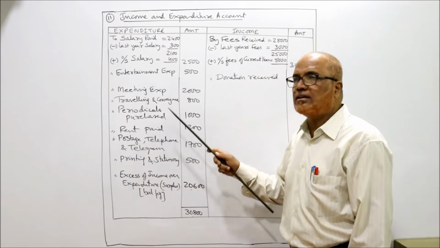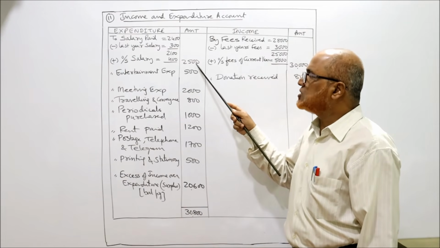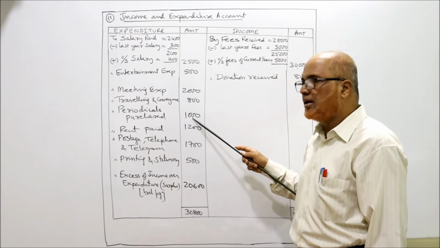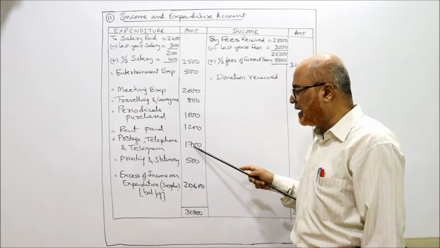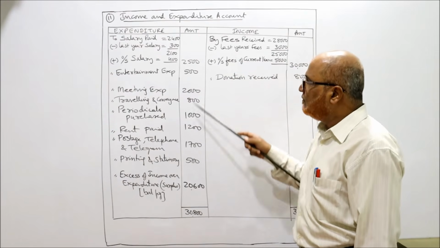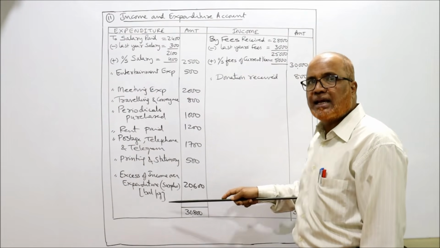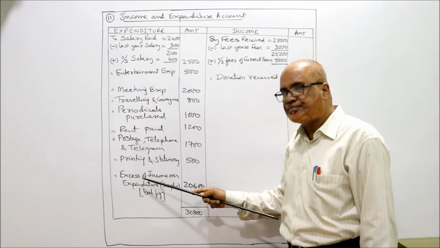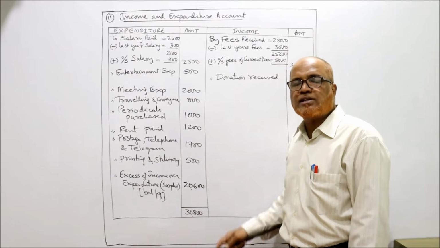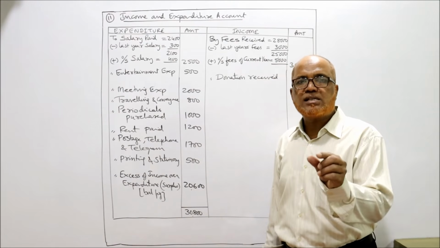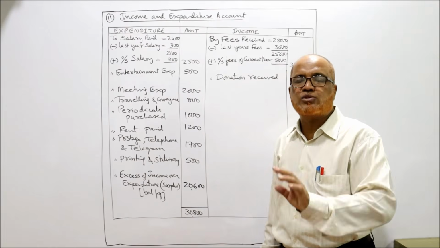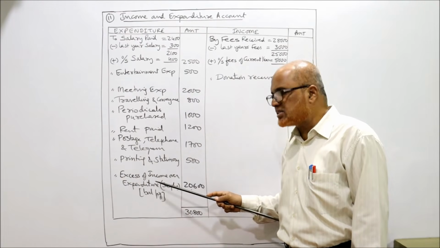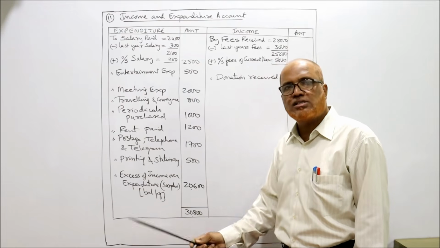From 30,800 we have subtracted minus 2,500, minus 500, minus 2,000, minus 800, minus 1,000, minus 1,200, minus 1,700, minus 500. When you subtract all debit items, you are getting a balancing figure of 20,600. This is the surplus, or we can call it as excess of income over expenditure. Excess of income over expenditure or surplus, that is 20,600.